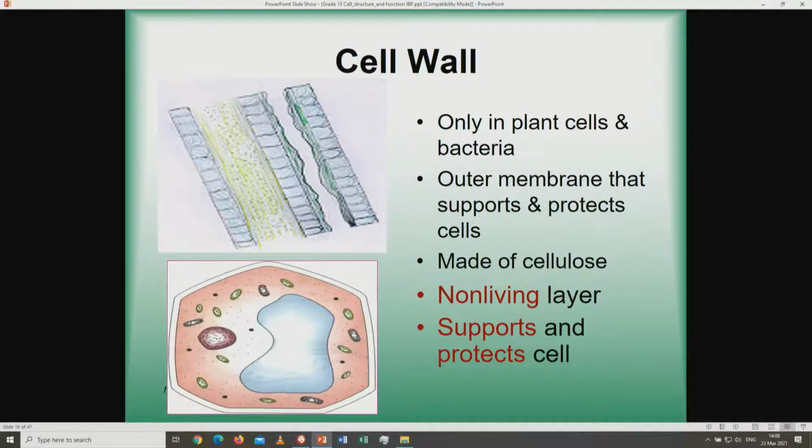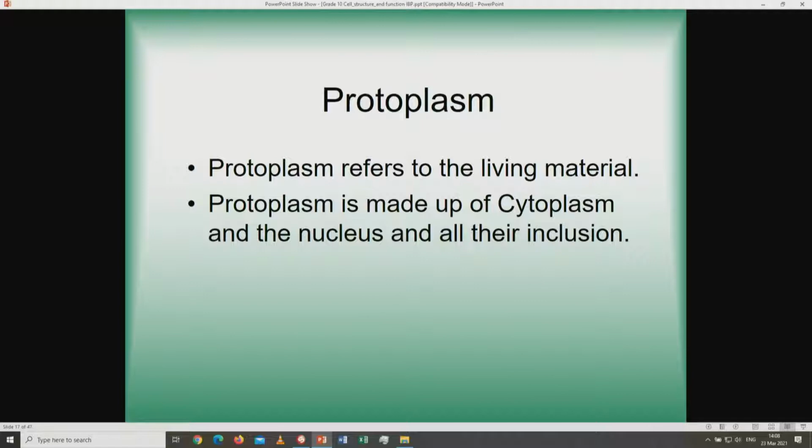The basic thing that we're going to start with, from the outside in, is the cell wall. The cell wall is found only in plant cells and bacteria. It is the outer layer that supports and protects the cell, and it is made up of cellulose. It's a non-living layer. All exchanges between the cell and its environment have to pass through this layer. It controls, helps with osmosis and all of that.